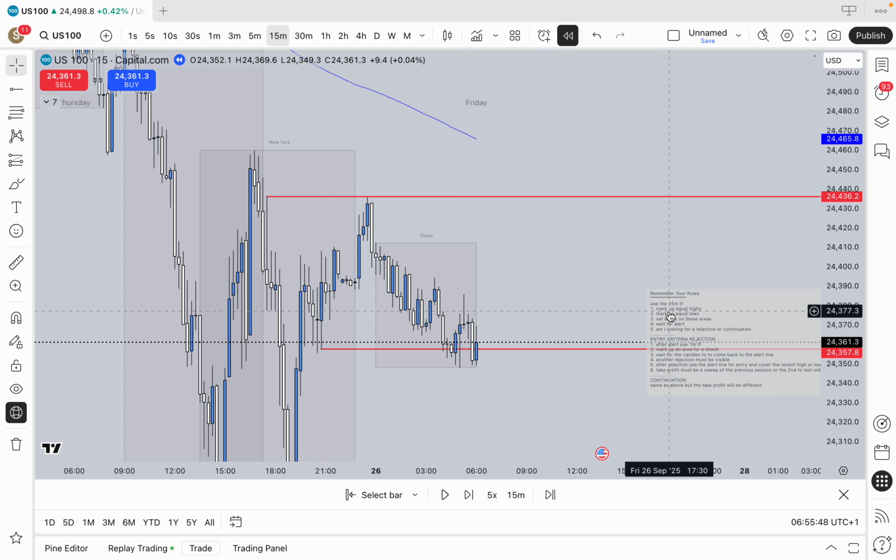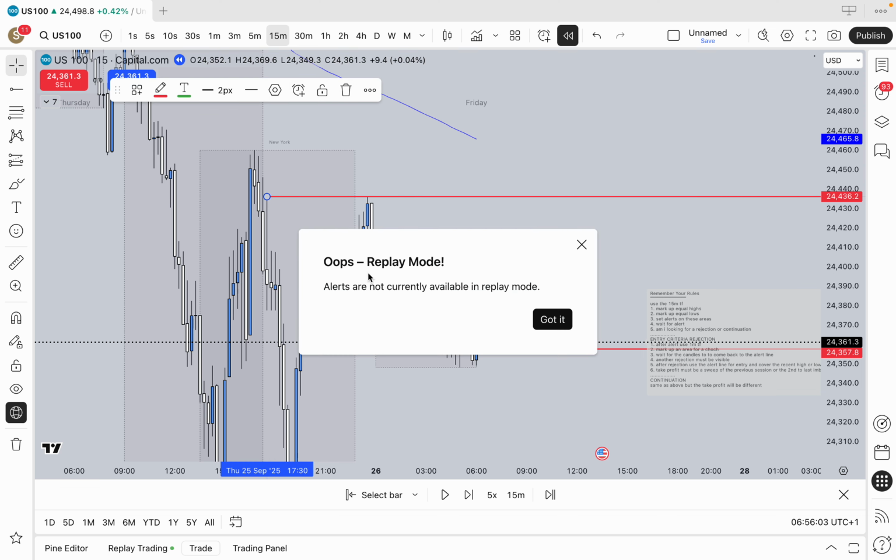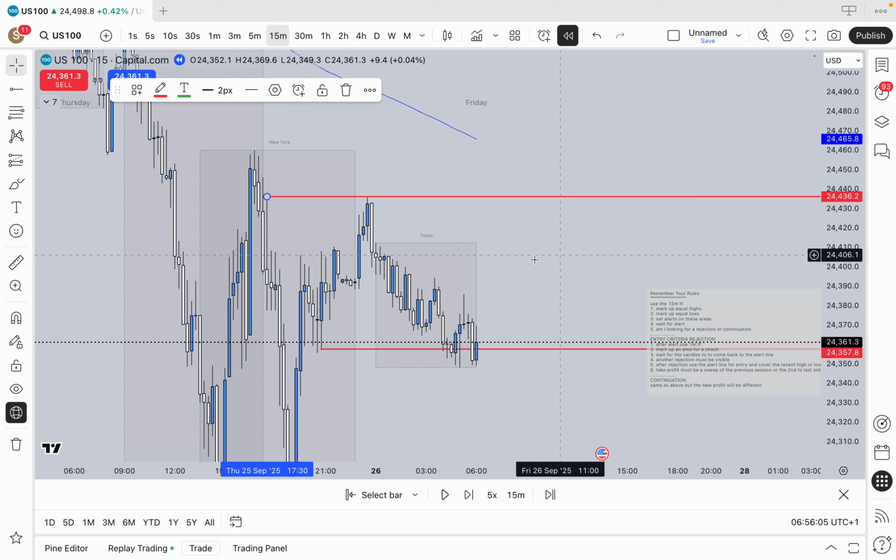So, rule 1, mark up equal highs. Rule 2, mark up equal lows. Done. Set alerts on these areas. Can't set an alert because it's on bar replay. So an alert. Now I've just got to wait for the alert. Am I looking for a rejection or a continuation? So let's play this and see what happens.